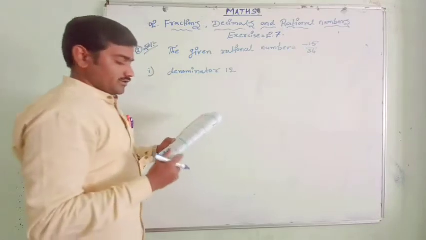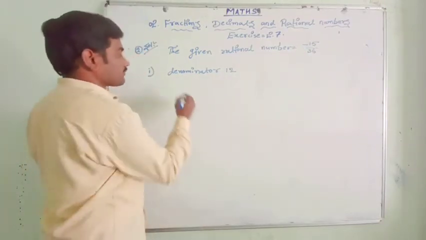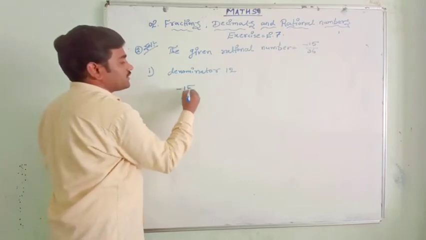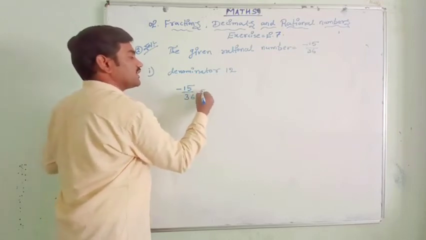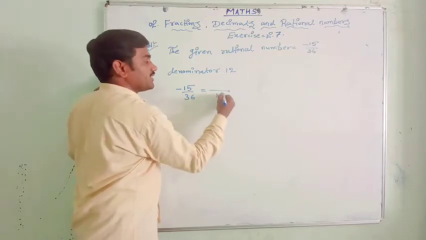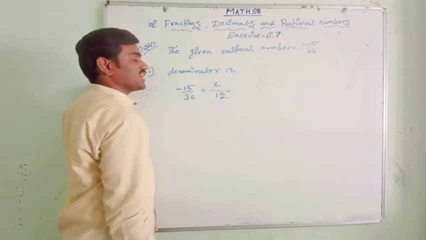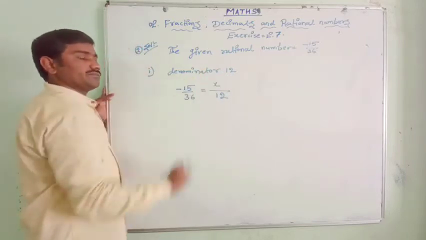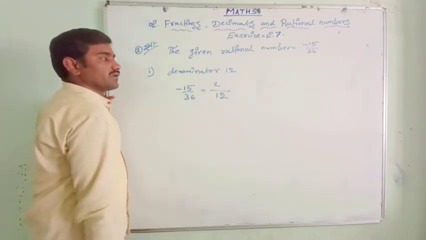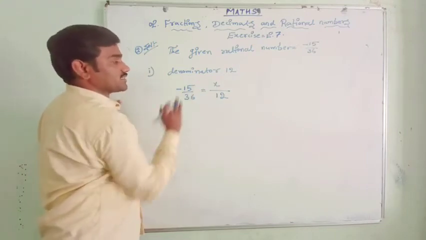With the denominator 12. So we have given a denominator. Simple. Minus 15 by 36, the equivalent fraction is given. The numerator he did not give anything, the denominator he gave 12. So for the time being, let us assume the numerator as x. We don't know what that is, that is a blank. So we have to find out what x is.